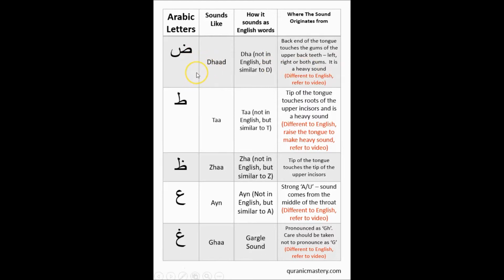So when we're saying Dad, we need to make sure that we're using the back side of our tongue and we are touching the upper molars, the molars in the back of the mouth. So do not touch the front part of your tongue onto the front part of your teeth.